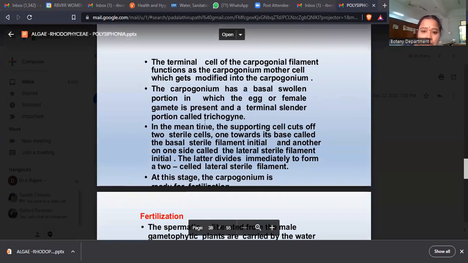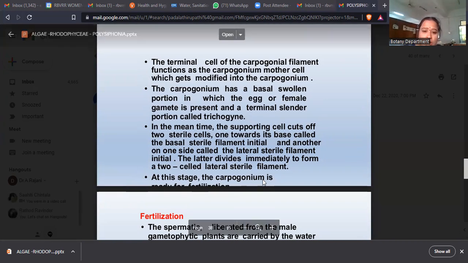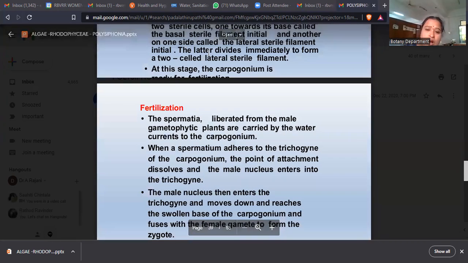The carpogonium has a basal swollen cell portion, where the egg or female gamete is present. That is the trichogyne. That is all the development of the carpogonium. After male and female gametophyte development, it moves on to fertilization.